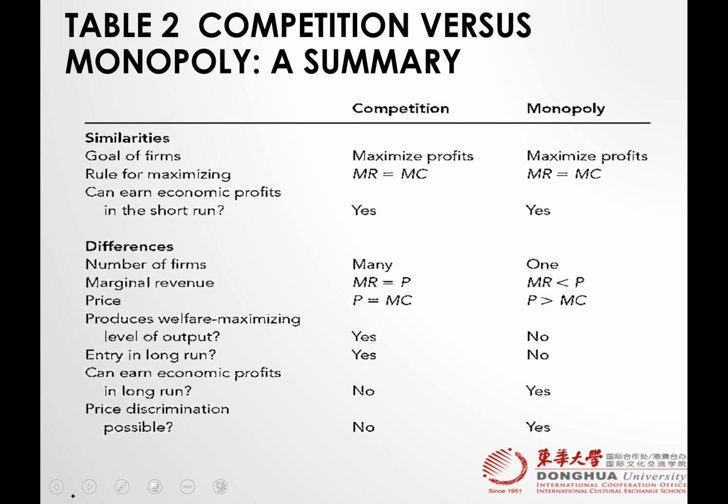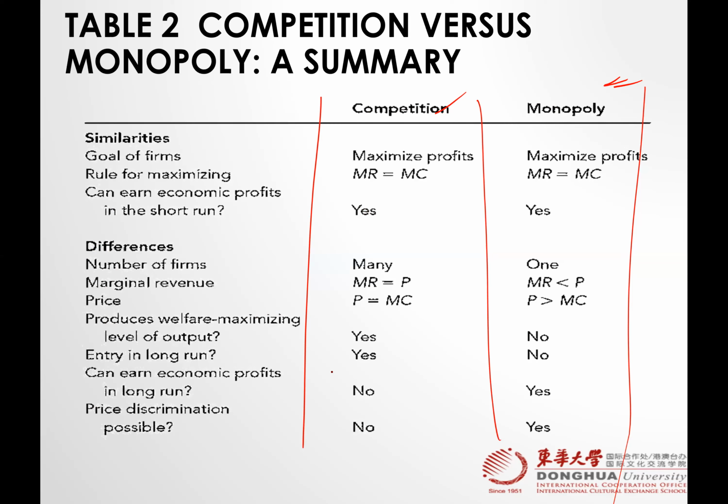So this is the comparison table here for competition and monopoly. You can see the similarities and differences. As we learn about different market structures, we will see the comparison here. Next time we will talk about monopolistic competition, and at the end of monopolistic competition, we'll see its comparison as well. So how are they similar? Their profit maximizing conditions are similar. They can earn profit in the short run. Yes, both types of companies can earn.